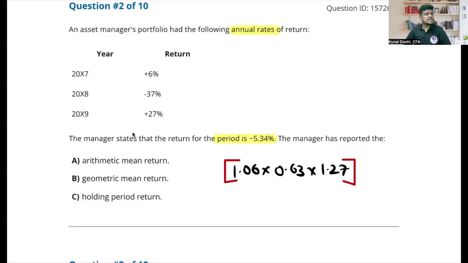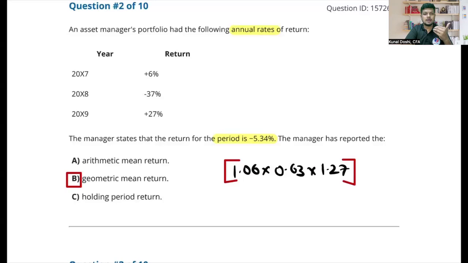Now, what do you get on your screen? Yes. When you compound all three, 1.06 times 0.63 times 1.27, you will get 0.8481, right? Press y to the x, 3, inverse, because it's 3 periods, right? 3 inverse, equal to, you will get 0.94. Minus 1, you will get minus 5.34. Yes, so it's the geometric mean.